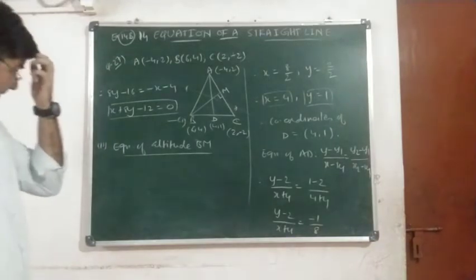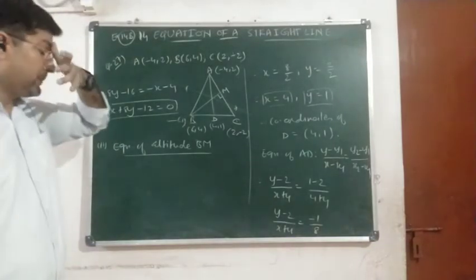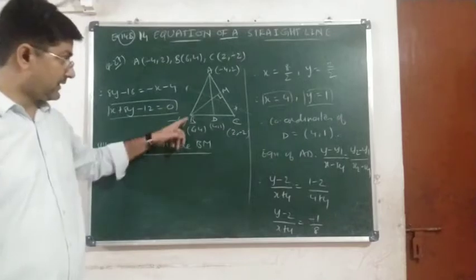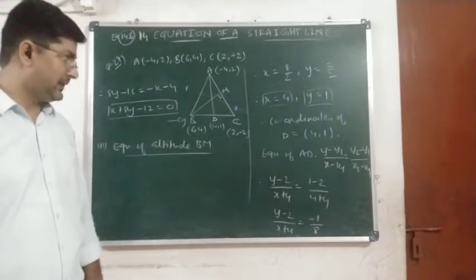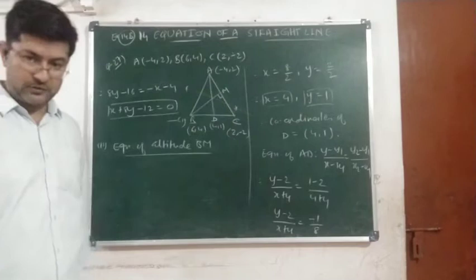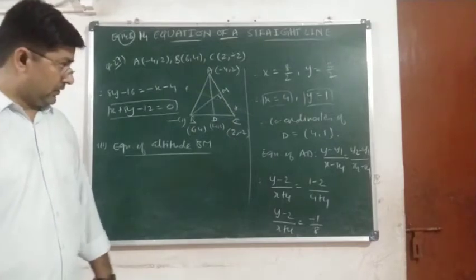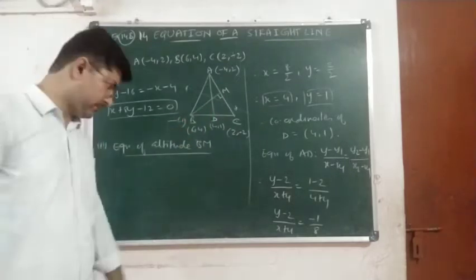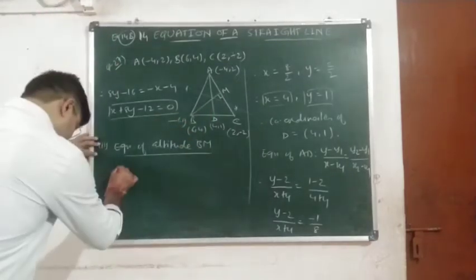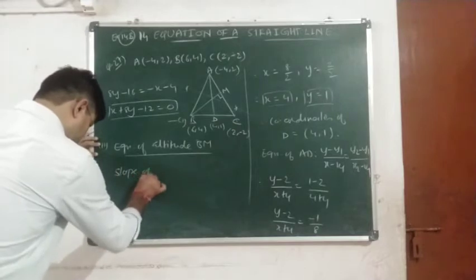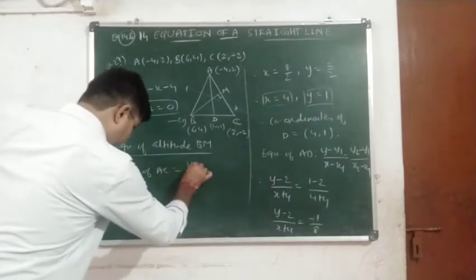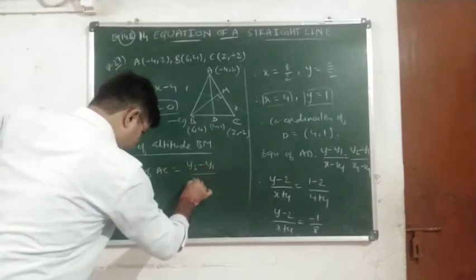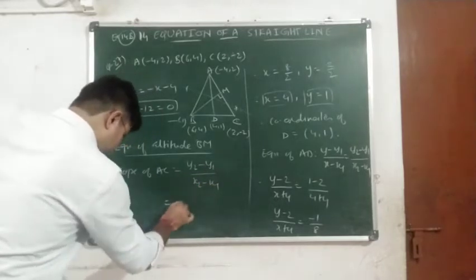Okay, now since BM is the altitude from the vertex B on side AC, BM is perpendicular to AC, yes or no? Okay, so if you calculate the slope of AC, then we will get the slope of BM. Now let us calculate the slope of AC, y2 minus y1 upon x2 minus x1.